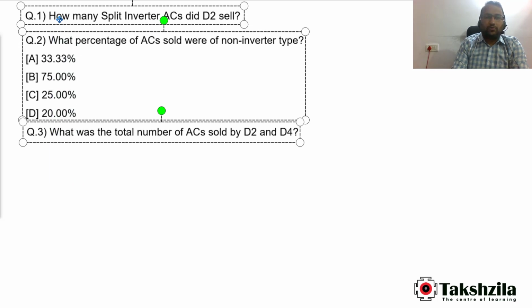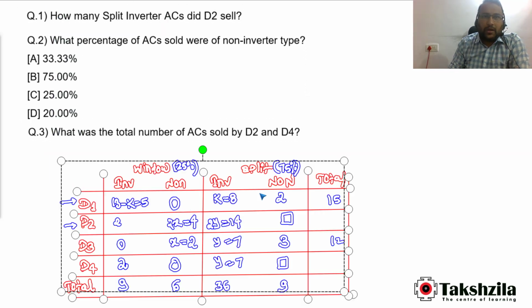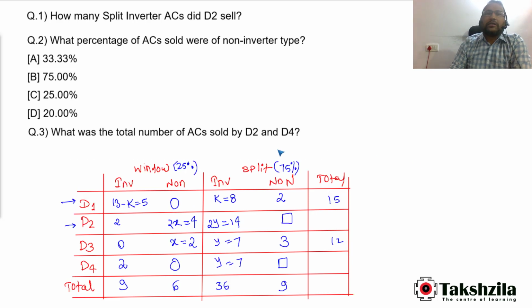Question number 1, 2 and 3. How many split inverter ACs did D2 sell? D2 and split inverter ACs, the answer of this question is 14.